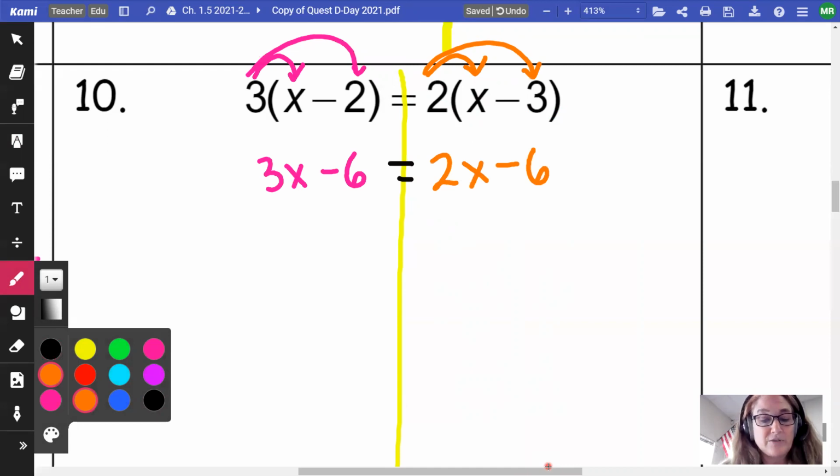I'm going to deal with my x's first. So I'm either going to subtract 2x or subtract 3x. Subtracting 2x will end up giving me a positive. So I'm going to subtract 2x here, and I'm going to subtract 2x here.